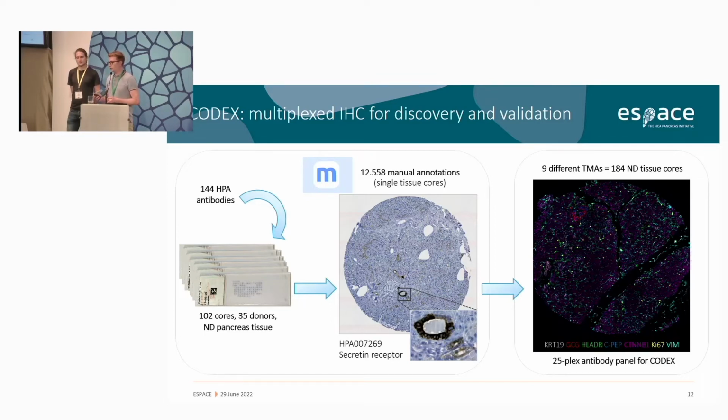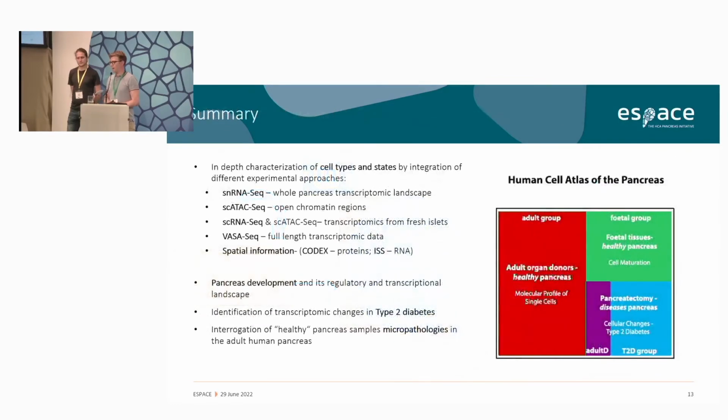So overall, now we have collected within this SPAS consortium close to 1 million different individual cells. Our interest is to perform an in-depth characterization of the different cell types and states in the human adult pancreas, by integrating the different experimental approaches. Of course, this imposes a challenge, and we are working on it to integrate data from the single nuclei, the single cell ATAC, and also from VASA-seq and other spatial information.